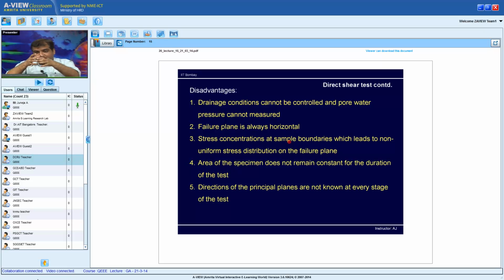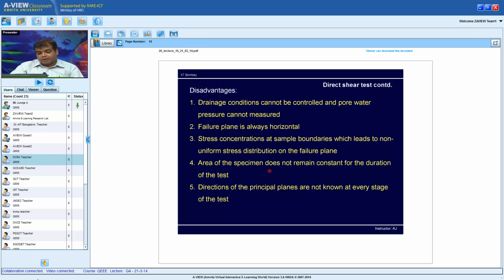The third one: stress concentrations occur at the boundary. Remember, I have a rigid container in which I have kept soil, and the stiffness of this rigid container is at least a couple of orders more than the soil. In other words, if I have a stiff material against a softer material and I load it, the stiff material tends to take more stress. This is called a stress concentration. So there are stress concentrations, especially at the boundary.